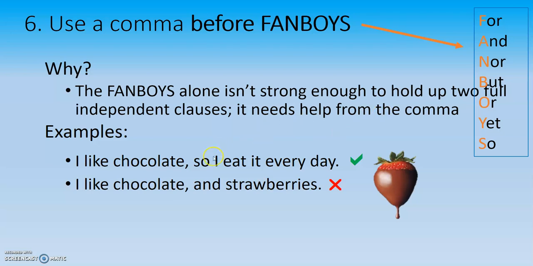This is because we've got 2 independent clauses, one on each side. A complete sentence, I like chocolate, and a complete sentence, I eat it every day. You don't use a comma here because strawberries is not a complete sentence. So in order to use the comma with the fanboys, you have to have a subject and a verb after that fanboys. Otherwise, if you don't have an independent clause at the end, so you don't have a subject and a verb, then actually you don't use the comma, even if you're using a fanboys.